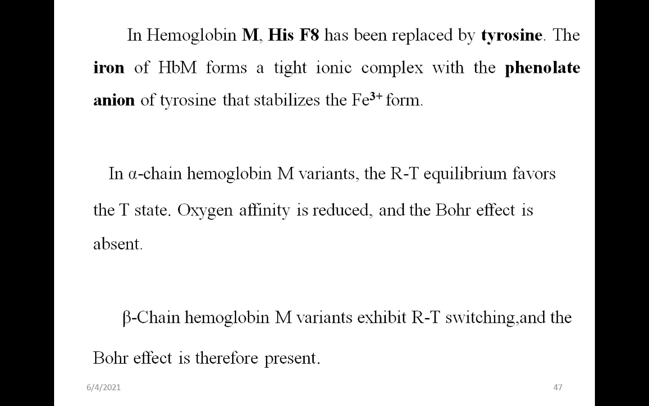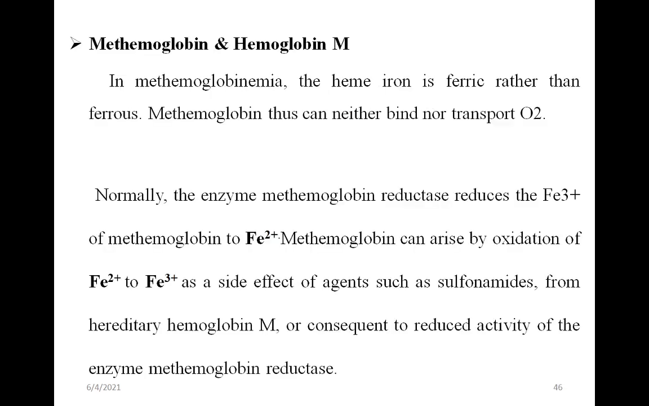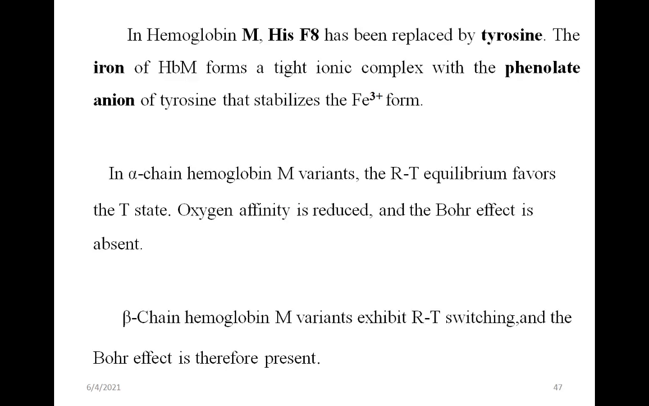That's why, in a defect in the HMP shunt, there will be the possibility of the occurrence of methemoglobinemia. In hemoglobin M, what happened? What type of mutation? I am going to explain.